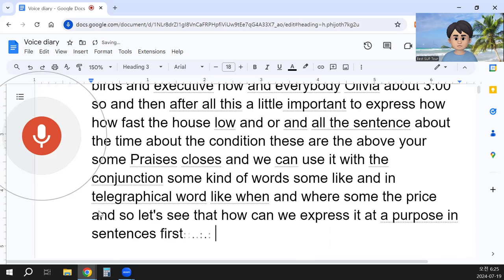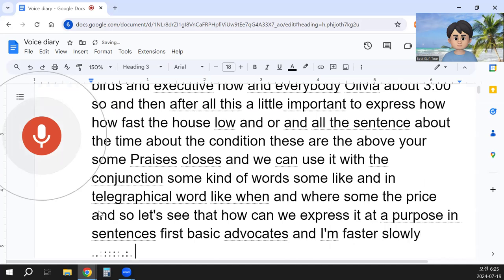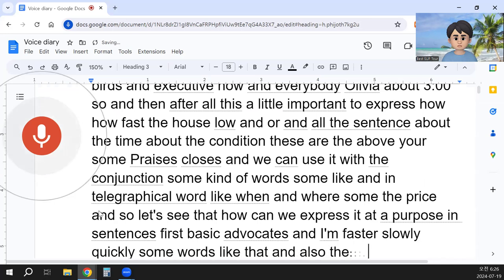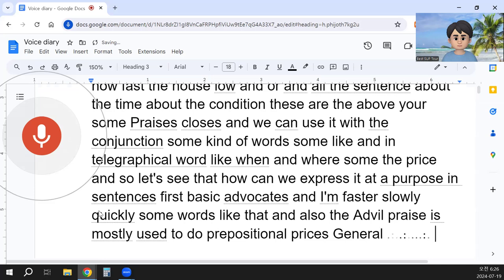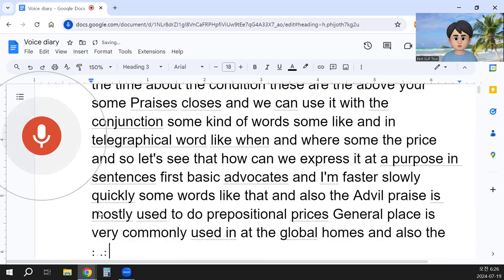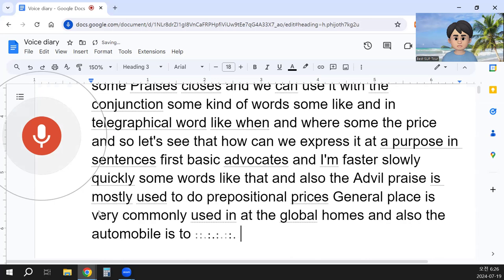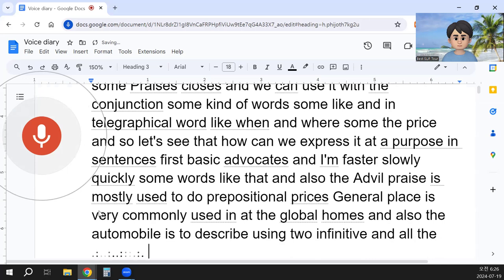First, basic adverbs we have like fast, slow, faster, slowly, quickly, some words like that. Also the adverbial phrase is mostly used as prepositional phrases. Prepositional phrases are very commonly used in adverbial forms. Also the adverbial is used to describe, using the infinitive or the participle, present and past participle can also be used.